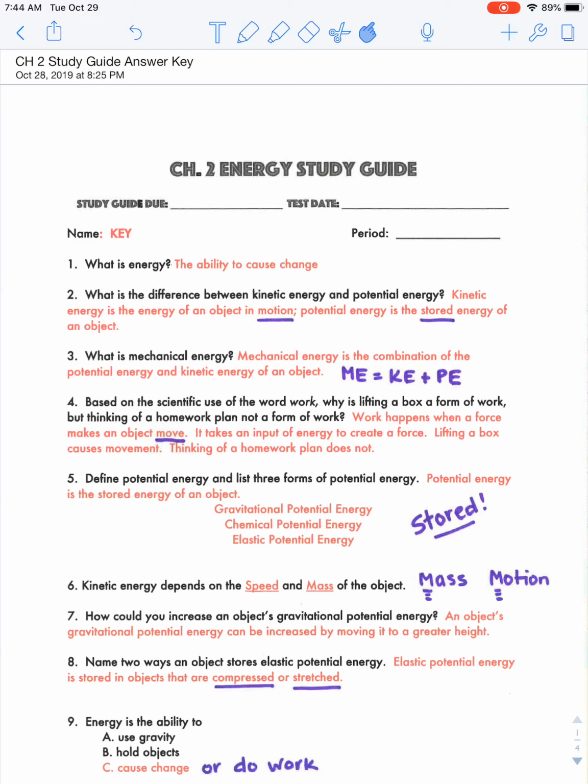So for an object to have kinetic energy, it must be moving. If it is not moving, it does not have kinetic energy. Potential energy is the stored energy of an object. With potential energy, there is no movement. There is energy available, but it is not kinetic yet.